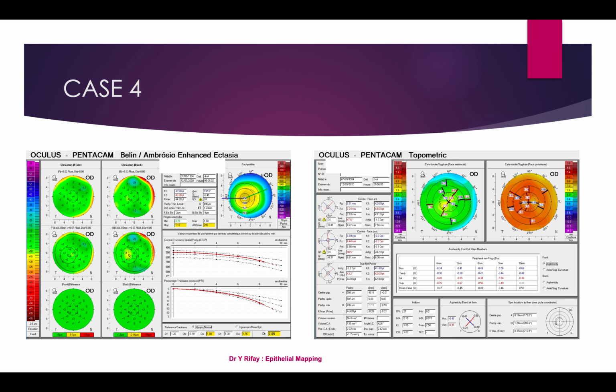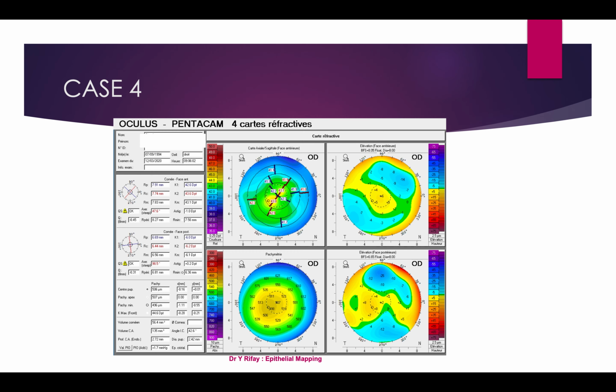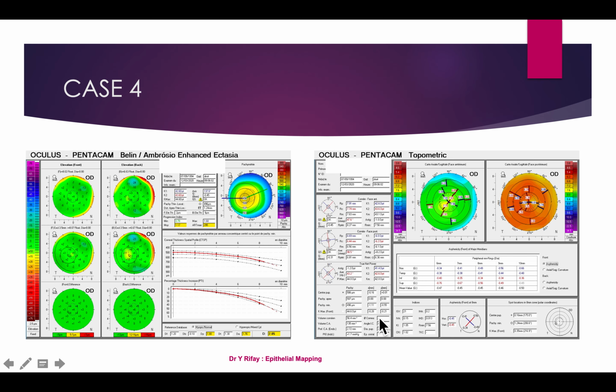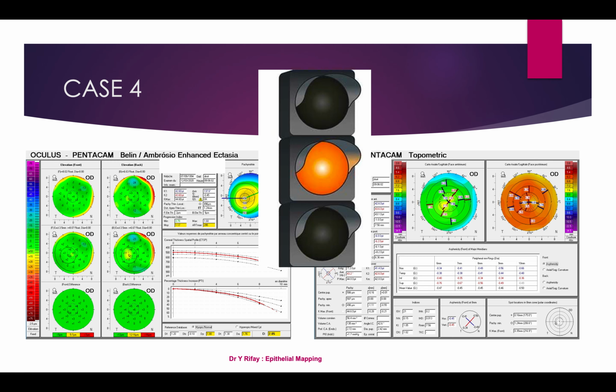When you see the Belin-Ambrosio display, the elevations in the anterior and posterior surfaces are normal, and all these abnormalities that we have are coming from thickness. So when we look at elevation, here it is normal, here it is normal in the Belin-Ambrosio display, and the topometric indices are normal. So we can consider this cornea normal or borderline.